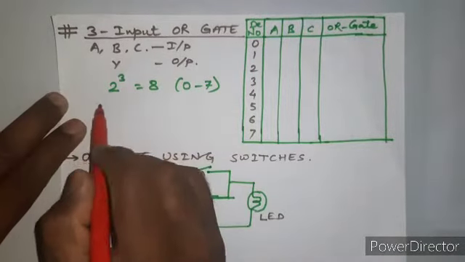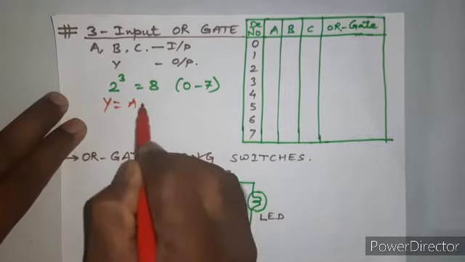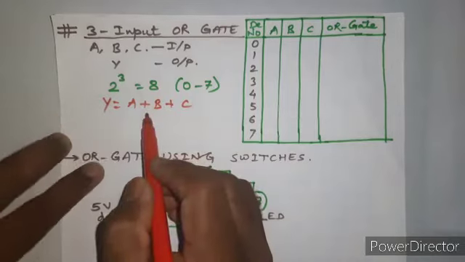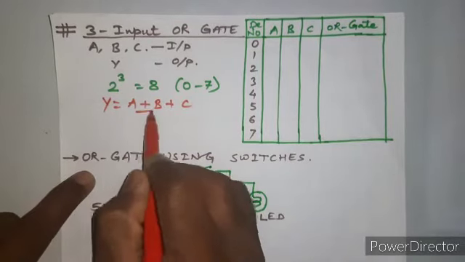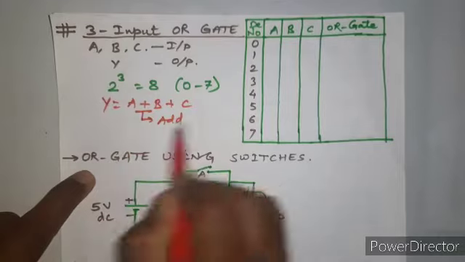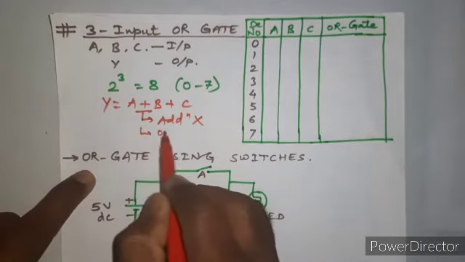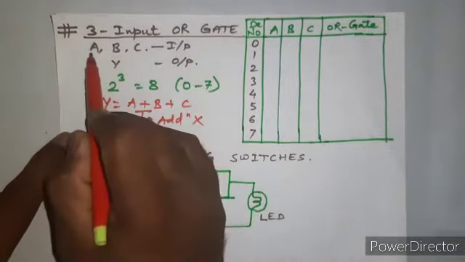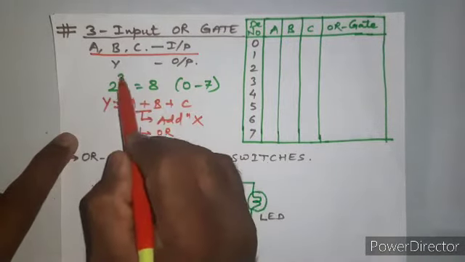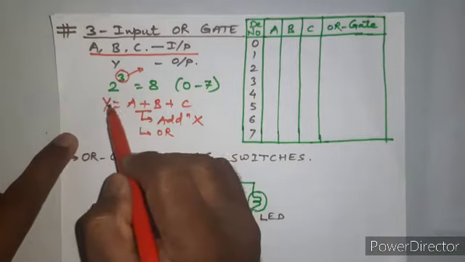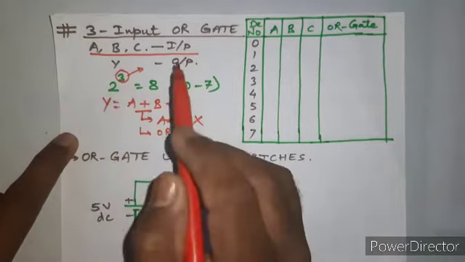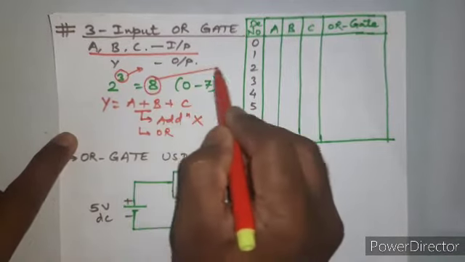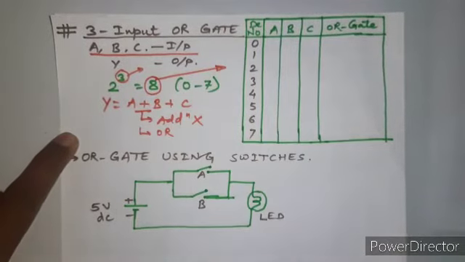The equation for the OR gate is y equal to A or B or C. I already explained that this plus sign is not addition, it is ORing. You are performing the OR operation. When we consider 3 inputs, we have 2 raised to 3, because it is binary, so 2 raised to 3 is 8. So we will have 8 different combinations for 3 inputs.